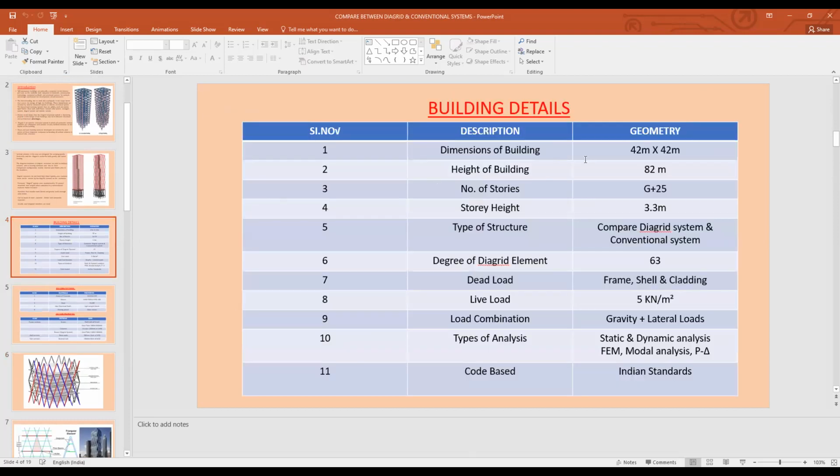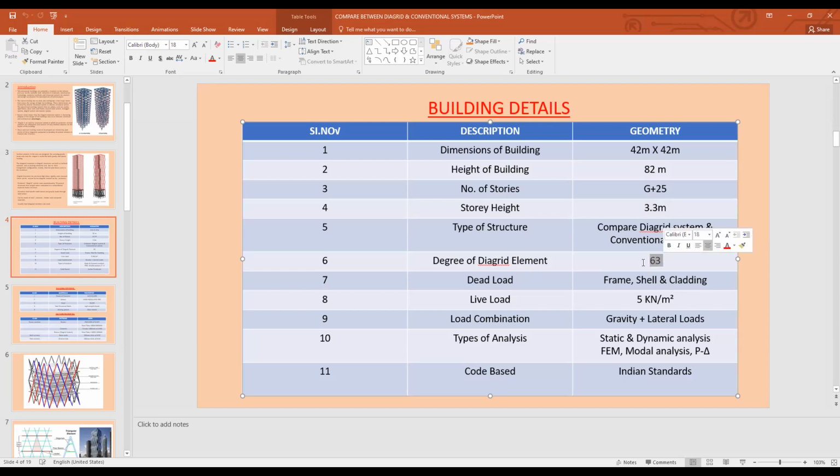Here we have the dimensions of the building: 42 by 42 meters, height of the building 82 meters, number of stories 25, so generally this is a high-rise structure. Story height is 3.3 meters, generally about 12 feet. Type of structure: we compare Diagrid structure and conventional. The Diagrid element angle is 63 degrees. The dead load is on the frame, cells and cladding. Live load we have taken as 5 kilonewton per meter square. Load combination is gravity plus lateral, and in lateral we count the seismic and wind load. Type of analysis we are performing: static, dynamic analysis, FEM model analysis, P-delta. These are the analyses we will perform, and the code base.